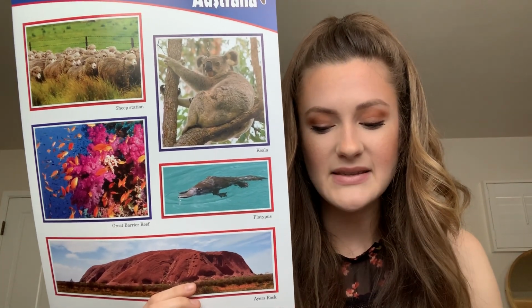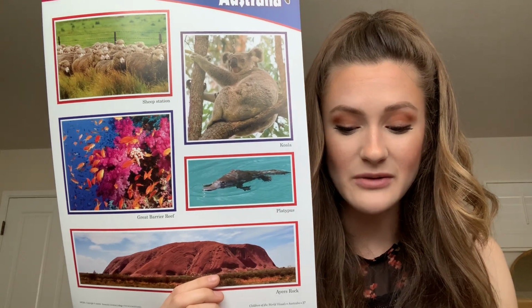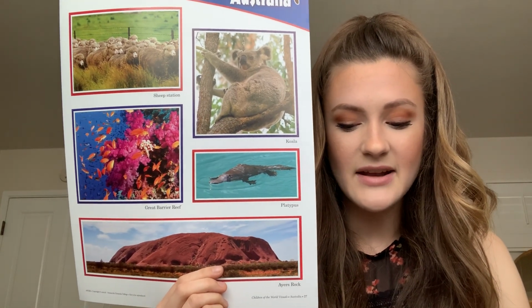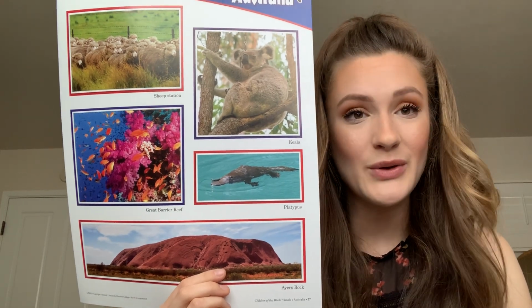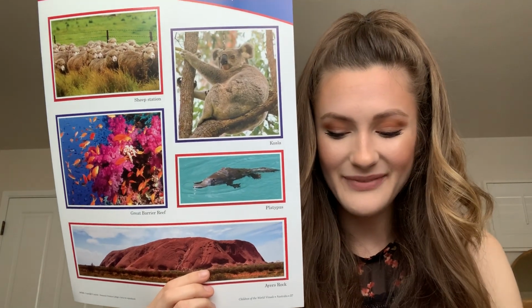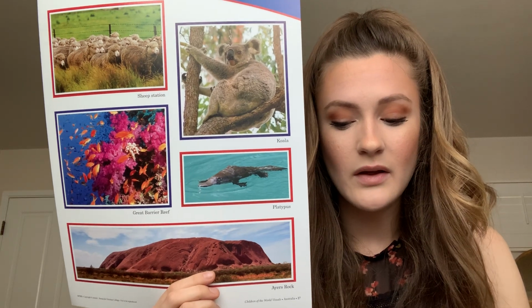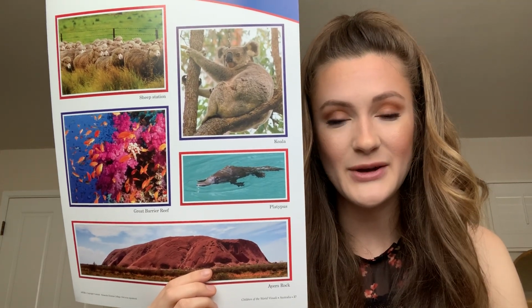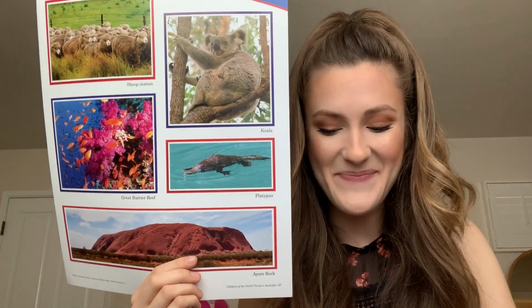Children who live on big stations live so far away from towns that they are not able to go to school like we do. Instead, many go to school by computer, like we are. It is called the School of the Air. Albert listens and talks to his teacher on his computer, just like we're doing now.